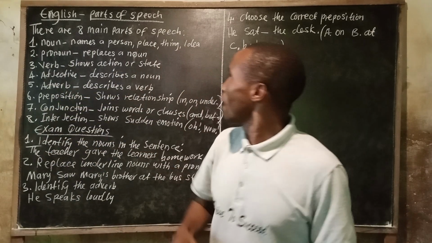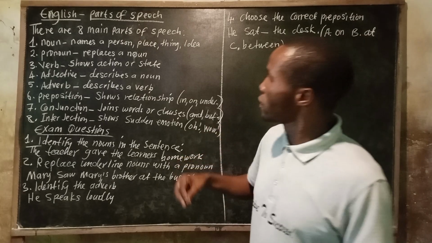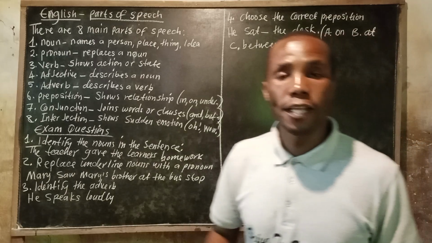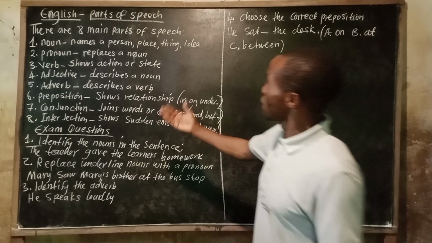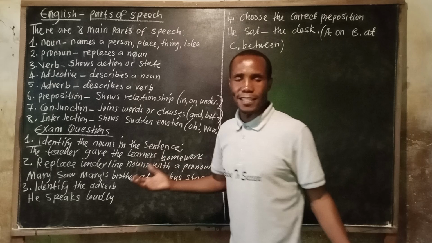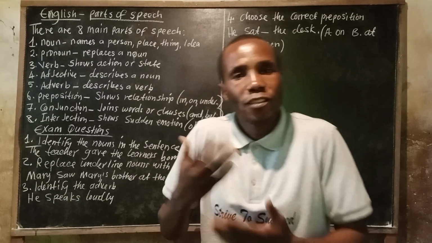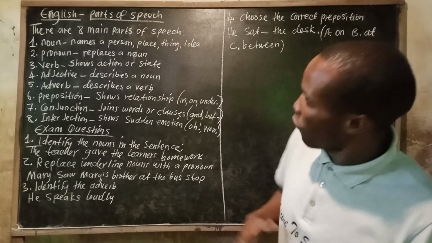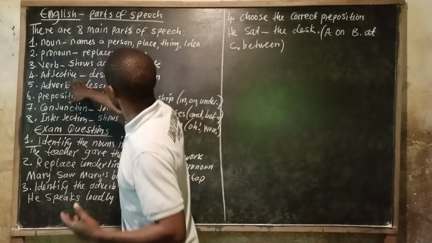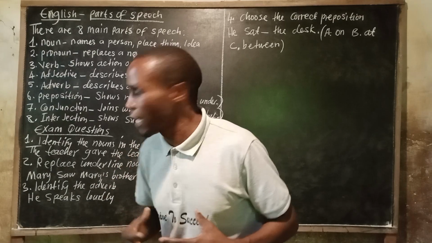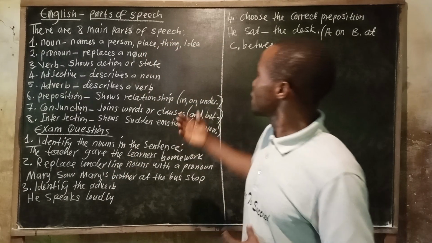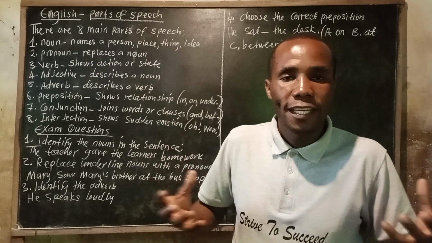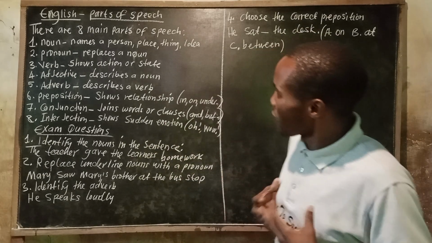Then the other main part of speech is a verb. What is a verb? A verb is a doing word. This one shows action or state. Because it's a doing word, it shows action. That is a verb. Then we go to 4, adjective. What is an adjective? An adjective describes a noun. That is the adjective.